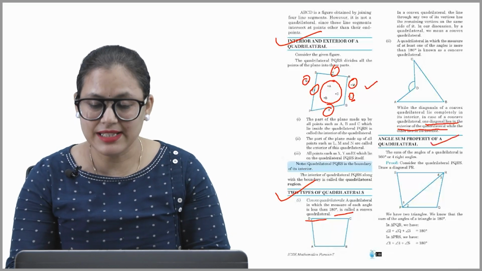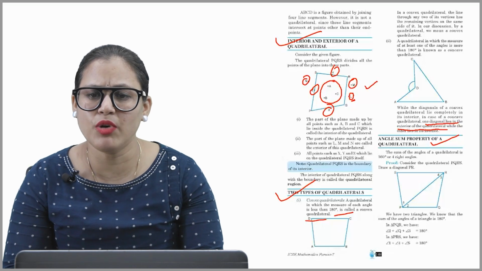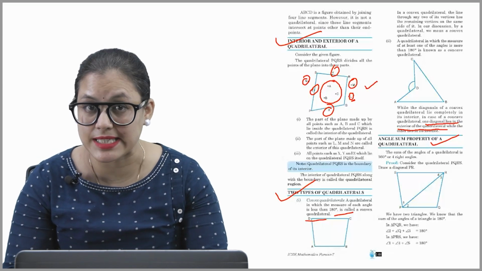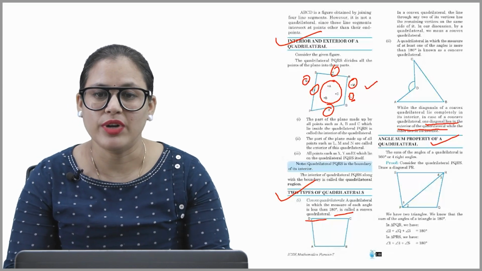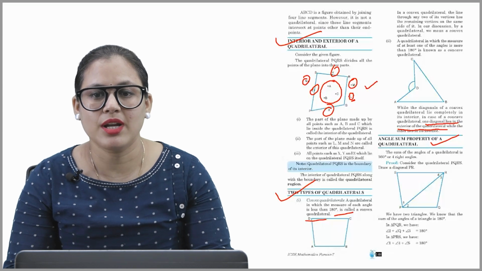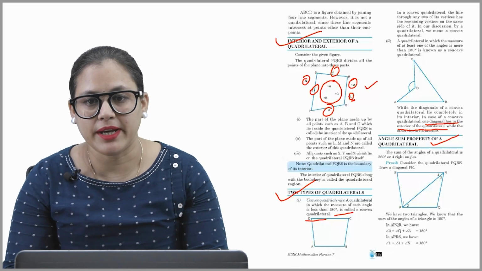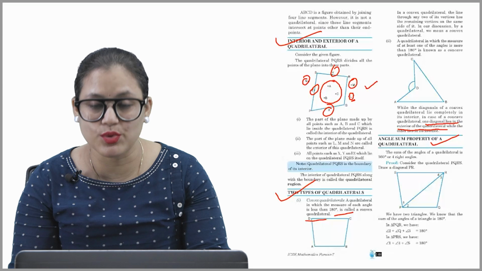Next, angle sum property of a quadrilateral. The sum of the angles of a quadrilateral is 360 degrees or 4 right angles. Proof. Consider the quadrilateral PQRS. Draw a diagonal PR. Now, as you can see, we have 2 triangles.